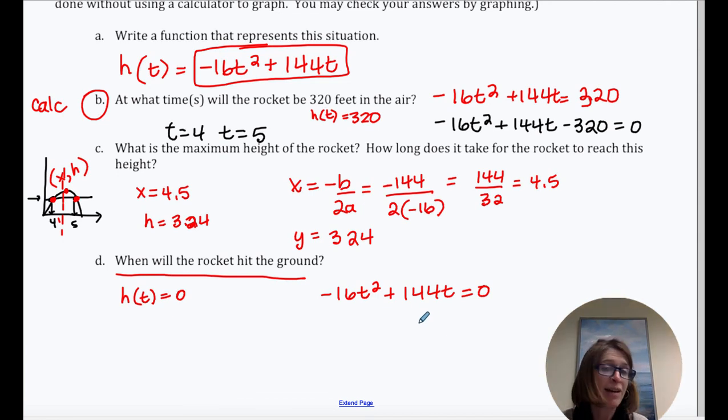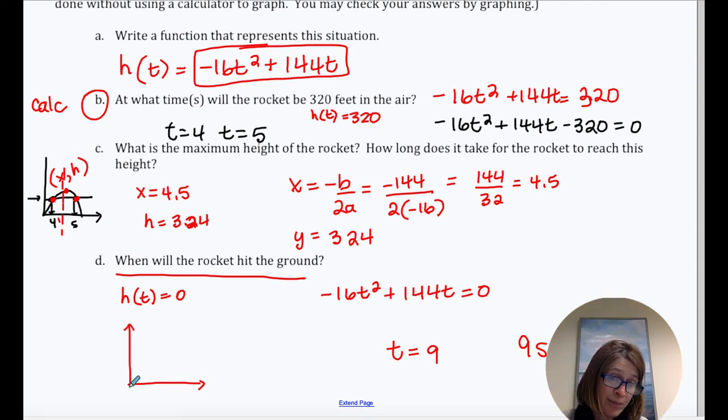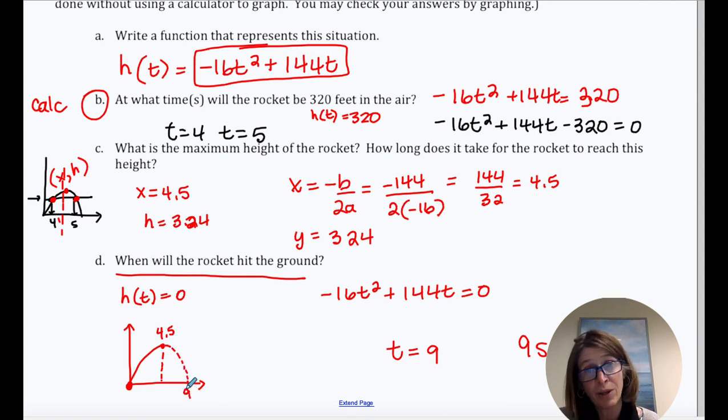Press pause and come back. If you're back, then you should have gotten a t of 9. So the rocket will hit the ground after about 9 seconds. Now, another way to think about that is the rocket left the ground, went up to a maximum of an x of 4.5, and since it started at the origin to get to the x-intercept, it would have to go the same distance, which would also give you 9.